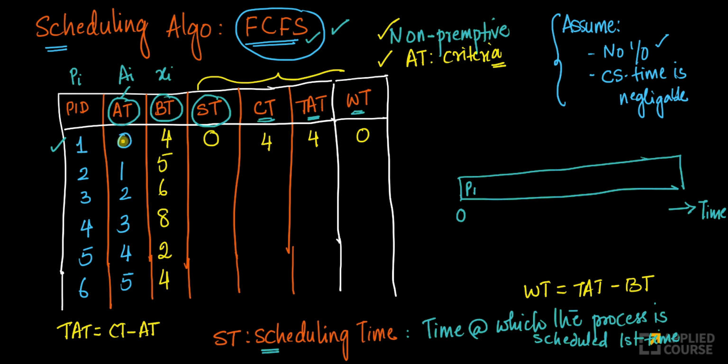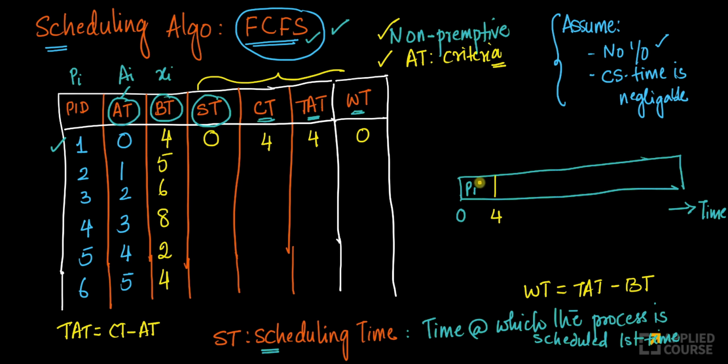It arrived. As soon as it arrived into the ready queue, there was no other process competing for the CPU. It was the only process. So it was scheduled. And at 4 units of time, this now is 4. Between 0 to 4 units of time, the CPU was completely occupied by P1 itself. Okay. Now P1 is completed.